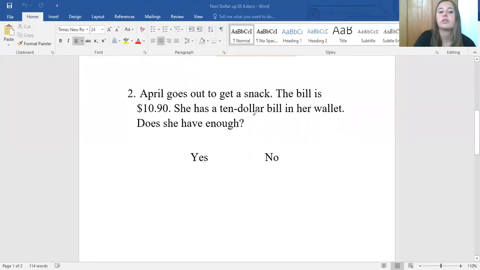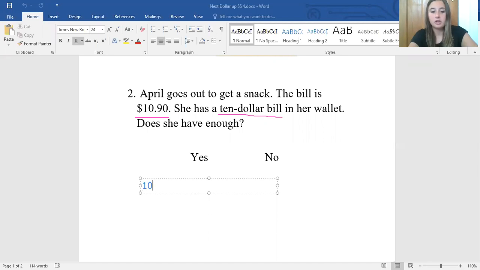April goes out to get a snack. The bill is $10.90. She has a $10 bill in her wallet. So usually I solve a problem like this using a number line, but I want to show you what it looks like when I try to solve it using subtraction. So I'm going to take what April has and I'm going to subtract what she owes. And this is something I'm going to put into my calculator. So I'm going to type 10 minus 10.90.